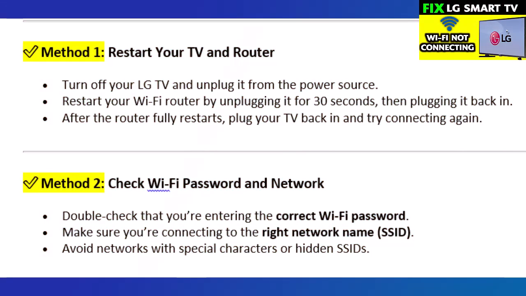Method 1. Restart your TV and router. Turn off your LG TV and unplug it from the power source. Restart your Wi-Fi router by unplugging it for 30 seconds, then plugging it back in. After the router fully restarts, plug your TV back in and try connecting again.